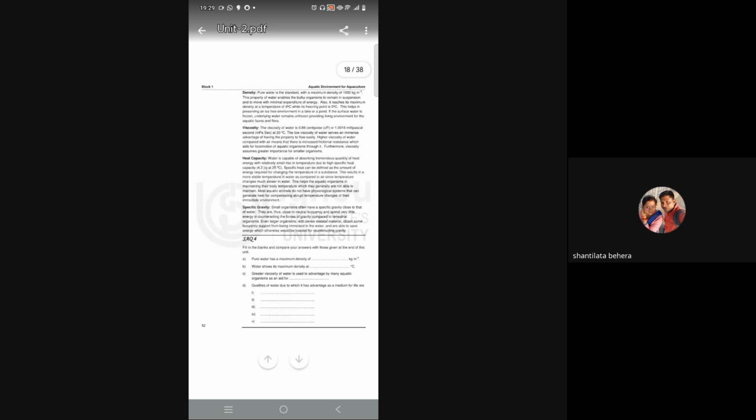Okay, so in a particular environment these organisms will remain suspended so that they can properly move in the water body. When it is suspended, they neither float nor go to the bottom. It is suspended because of the density. The density of water changes.